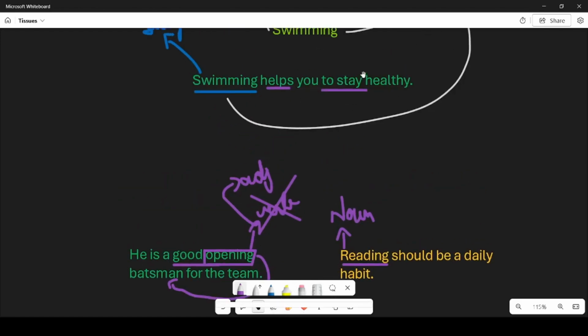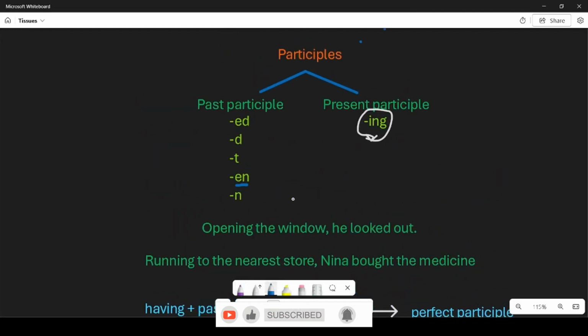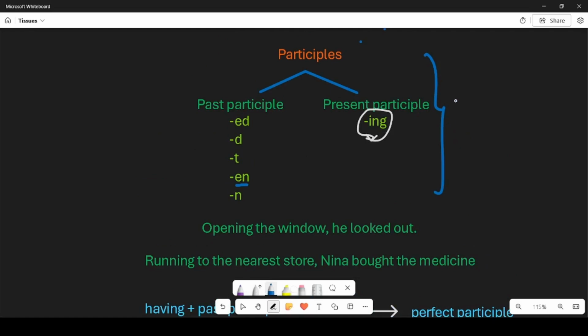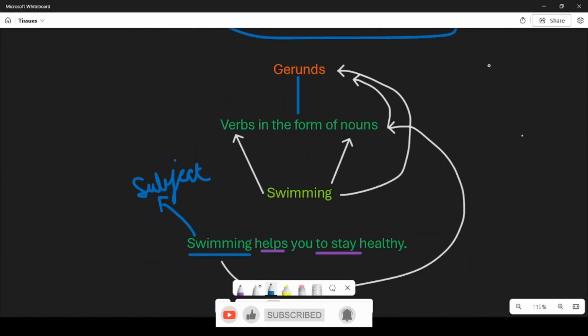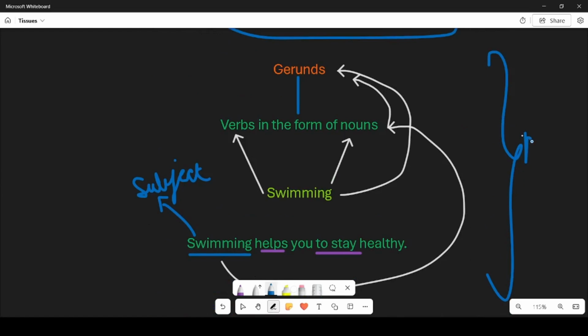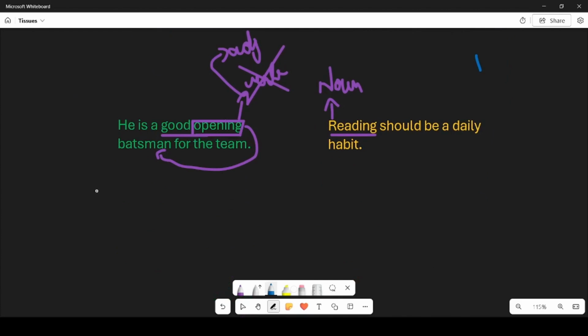See, these participles over here, they usually act as adjectives. And these gerunds over here, they usually act as nouns. So that's pretty easy for us to know how we can differentiate between a present participle and a gerund.